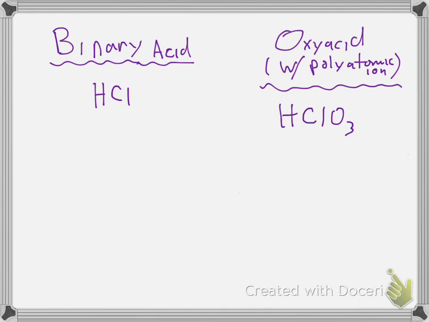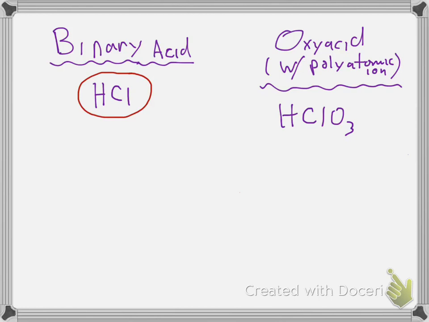Now let's talk about how we go about naming binary acids and how we go about naming oxyacids, which are essentially acids that have a polyatomic ion in them. It's actually very straightforward. Binary acids, well, what is a binary acid? It's got 2 elements in there, and if you take a look, this right here is a binary acid because there are 2 elements, hydrogen and chlorine.